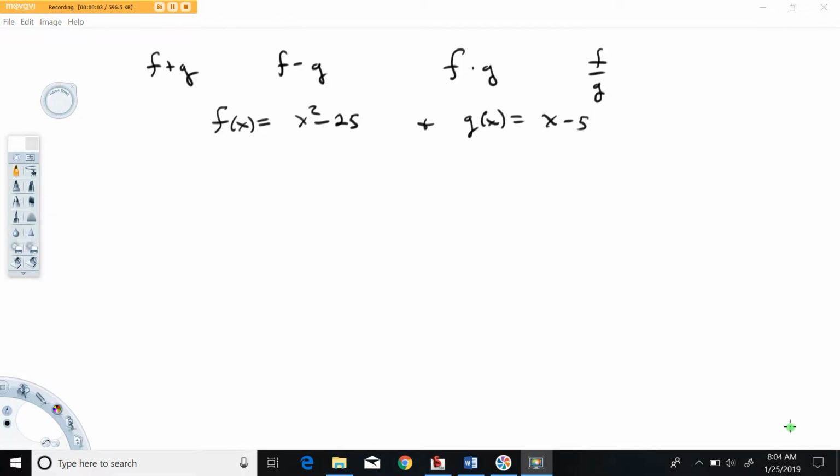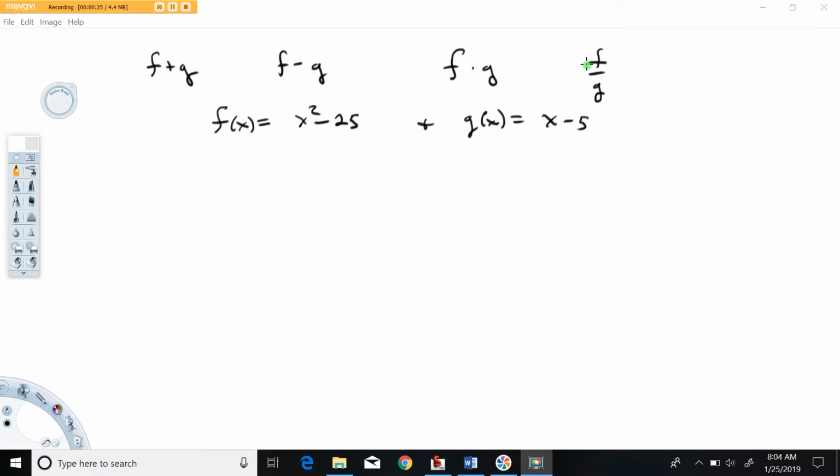I'm making this video as kind of an introductory video as to the algebra of functions. So what we're going to do here is, given these two functions, f of x equals x squared minus 25 and g of x equals x minus 5, we're going to find the following things: f plus g, f minus g, f times g, and f over g. And we're going to talk about the domains of each of these.